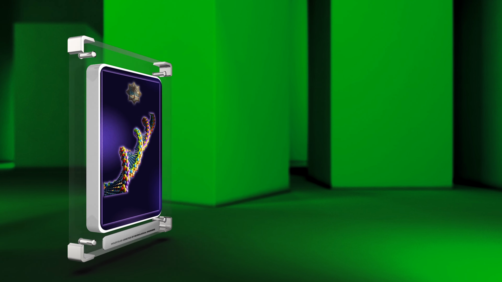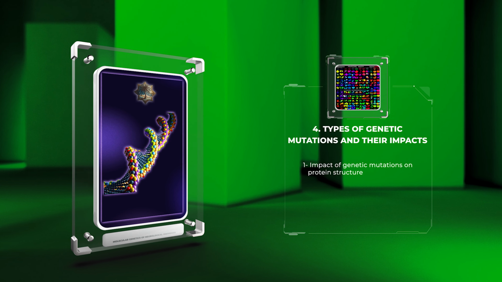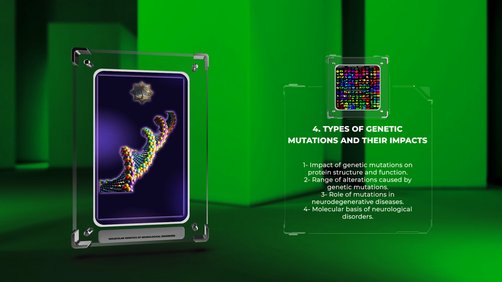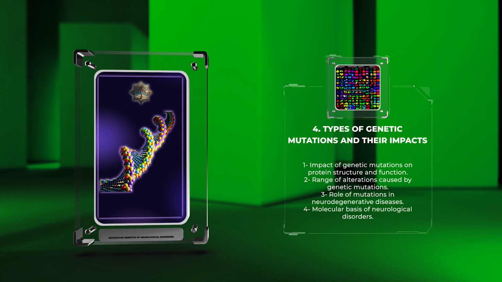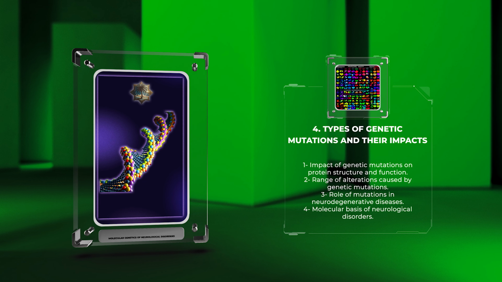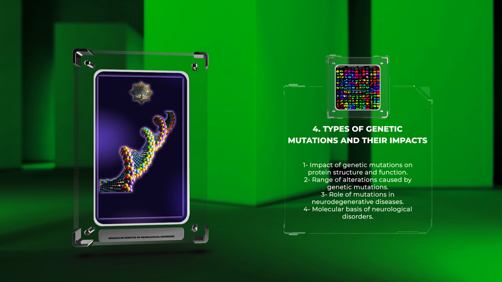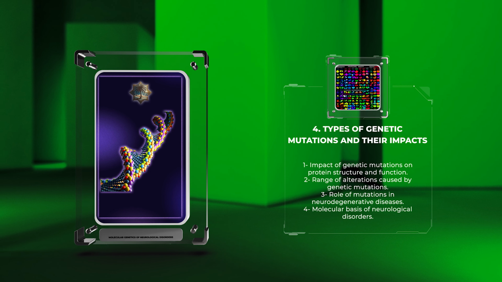Genetic mutations, such as point mutations, frameshift mutations, and chromosomal rearrangements, can impact protein structure and function. These alterations can range from harmless variations to severe genetic disorders, including neurodegenerative diseases. Studying the effects of various mutations helps us better understand the molecular basis of neurological disorders.